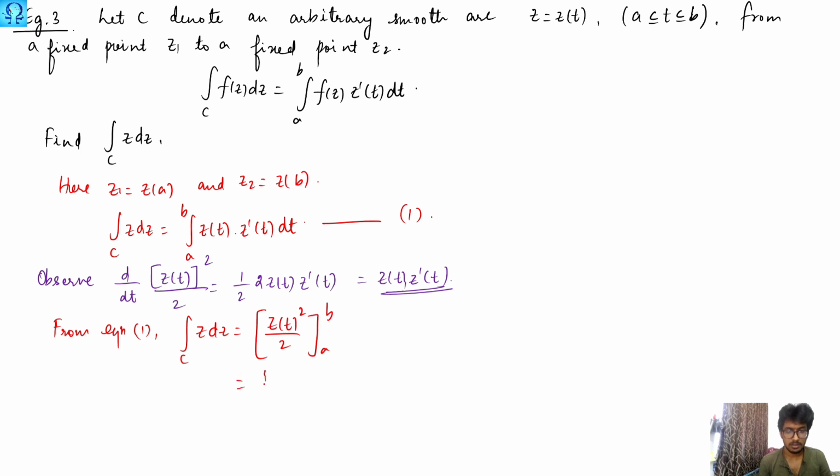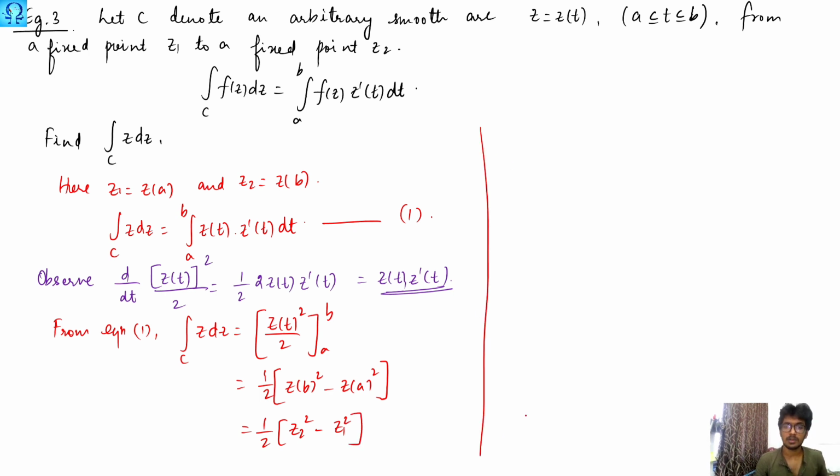So 1 upon 2 is a constant, we take it outside. So z of b squared minus z of a squared. So this is 1 upon 2. z of b is what? z2 squared minus z1 squared. So this is the integral value. So integral over C z dz is z2 squared minus z1 squared upon 2. This is the same as writing integral from z1 to z2 z dz is z2 squared minus z1 squared upon 2.